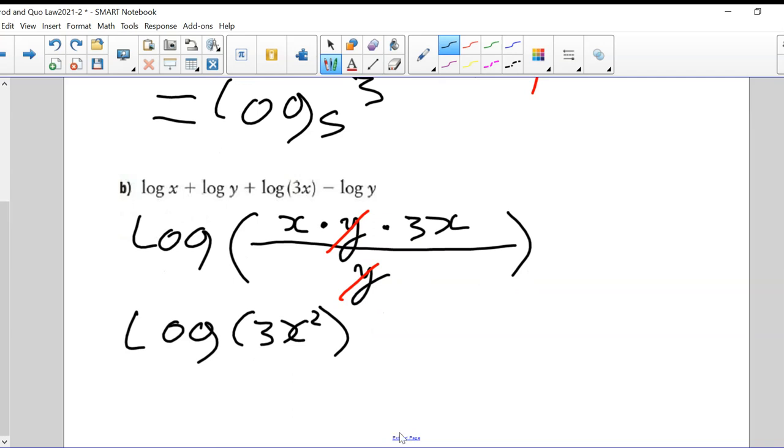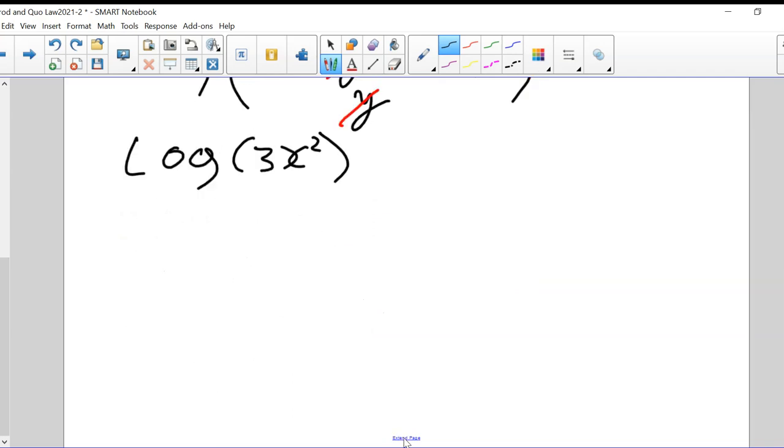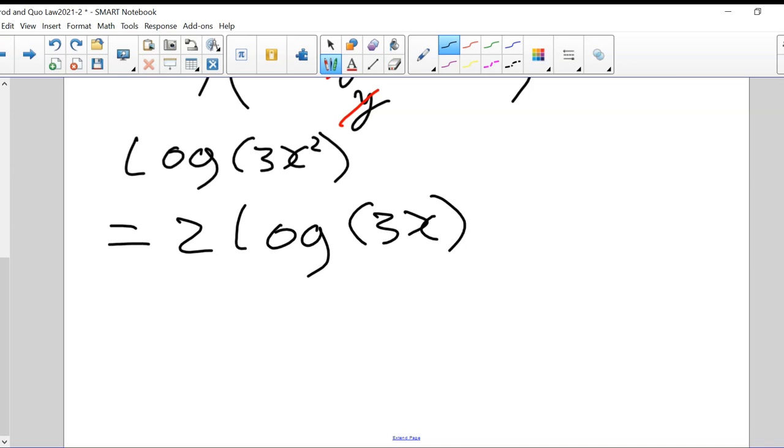So let me ask you this then. I always ask this question. There's a 2 on this x here. It looks very tempting. Can I write this as 2 log of 3x? Does that look right to you? What do you say to that? Let me turn that over to the class and ask what you think. Are those two things equal? Can I apply that power law that we just learned 15 minutes ago?